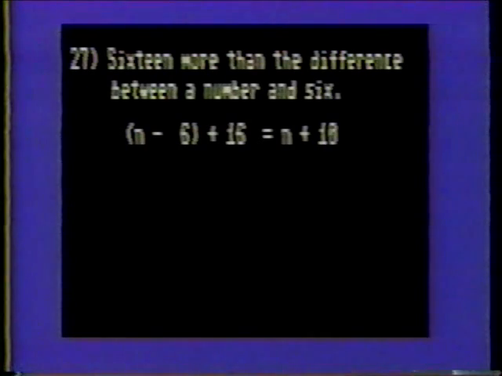Number 27. 16 more than the difference between a number and 6. There are 2 key phrases in this problem: more than and the difference between. First, subtract 6 from n. Then add 16 to n minus 6, which is n plus 10.